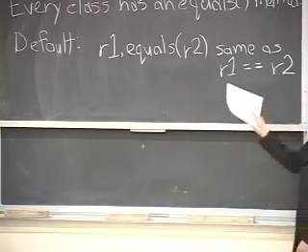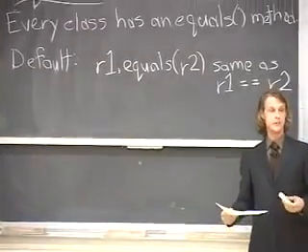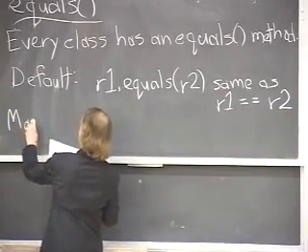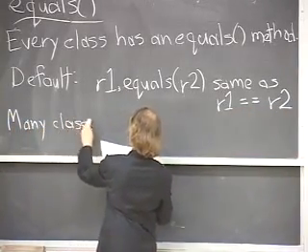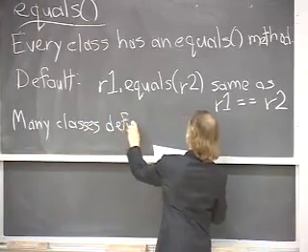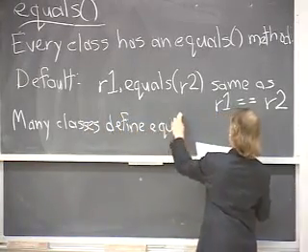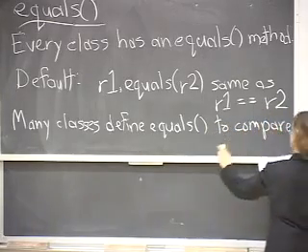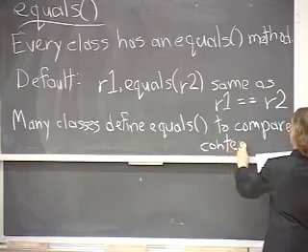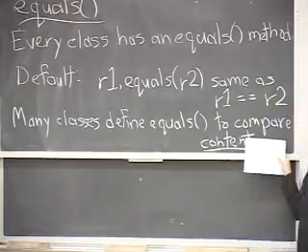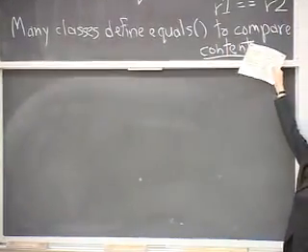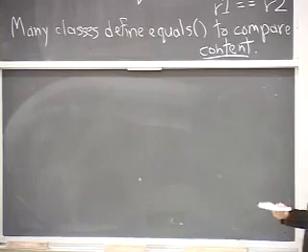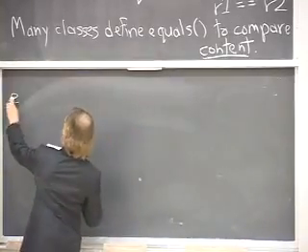But a lot of classes take the opportunity to redefine equals to mean something else. So many classes define equals to compare the content of two objects, and we'll say that two objects are equal even if they're different objects, as long as they contain the same thing. An example of a class that does that is String.